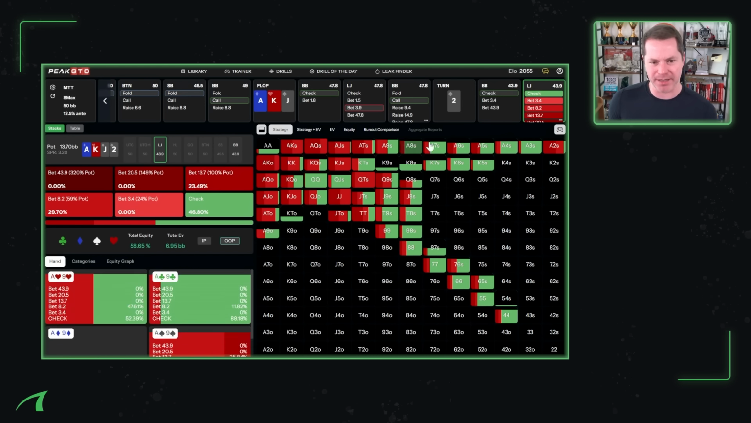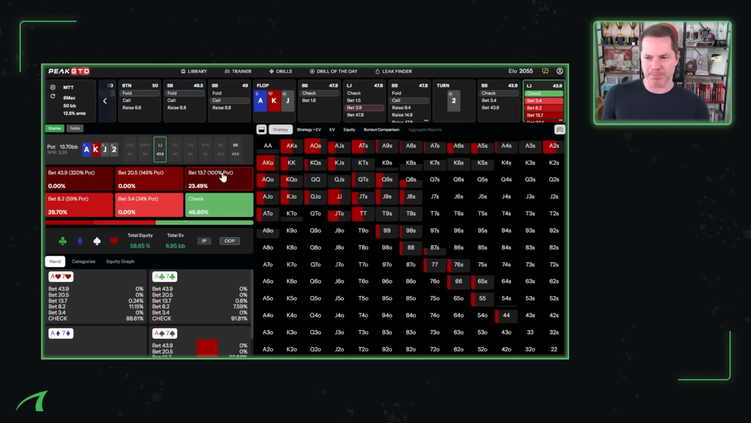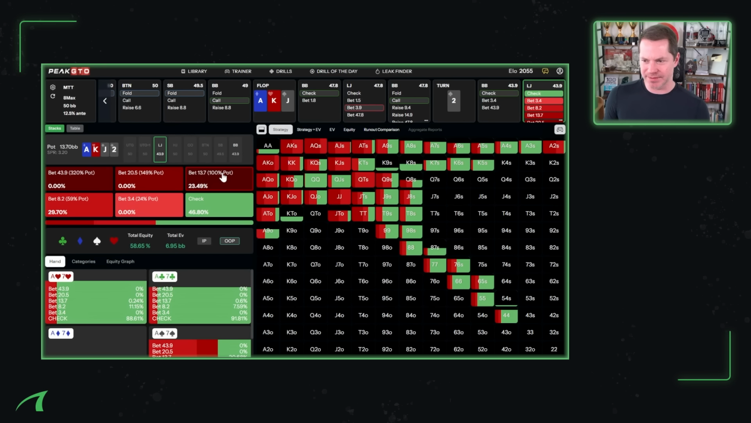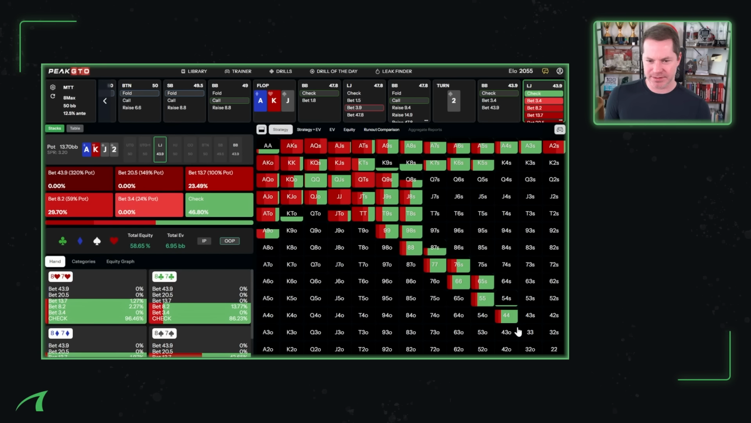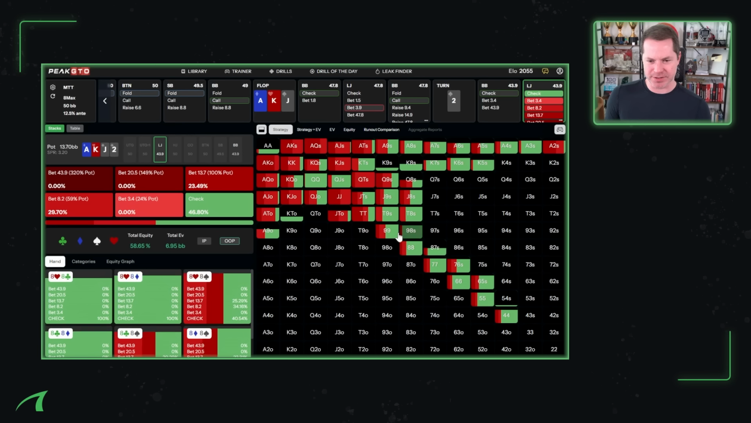Notice they should use the pot a decent amount of the time. Let's take a look at what the pot range is in this situation. This is a spot where I think if your opponent is on the aggressive side, they will keep bluffing with under pairs in this spot.